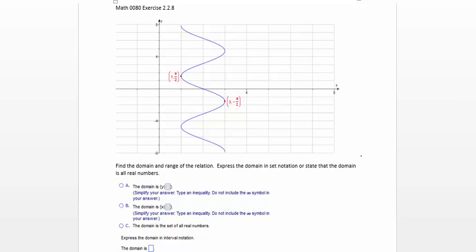Let's take a look at exercise 8 from section 2.2. Here we want to find the domain and range of the relation. So we have a graph of a relation and we want to find the domain and range.